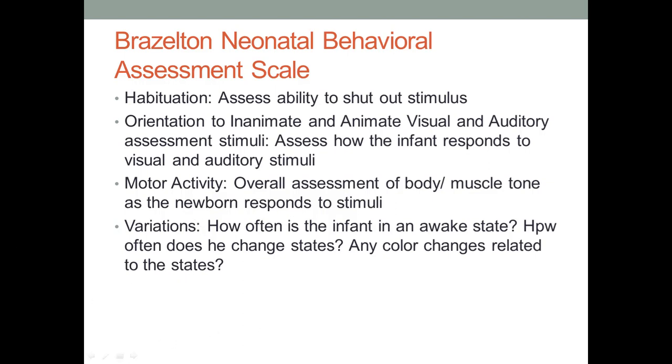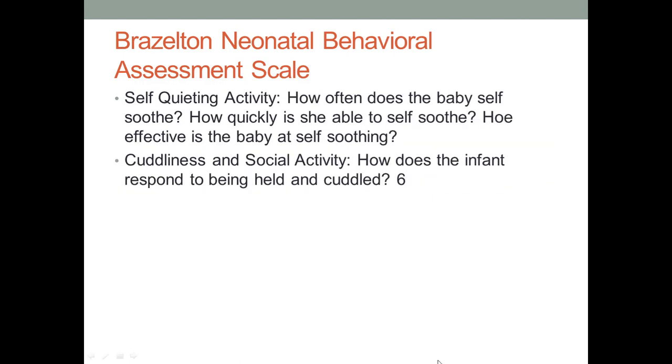This scale gives a better understanding of what babies are able to do. So it is used, but it's not used as much. Then we got a couple more here. The self-quieting activity: how able is that baby to self-soothe? How quickly, how often, and how effective are they? Their cuddliness and their social activity is also going to be assessed, just to see how they respond to being cuddled, being held.